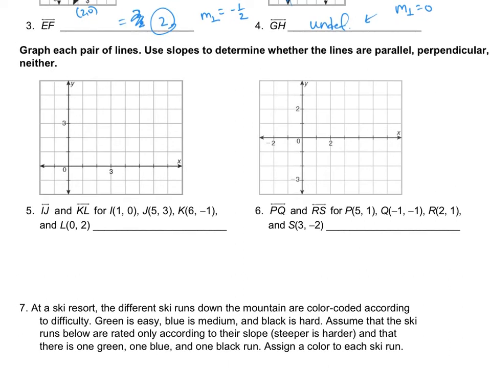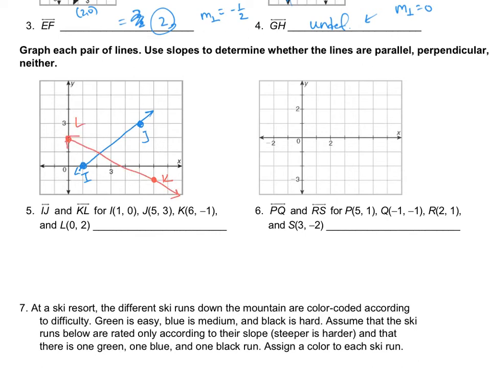All right, we need to graph, determine the slopes, and determine if they are parallel, perpendicular, or neither. All right, so here are the points they give me for I and J. I is 1, 0. J is 5, 3. This is I, J. Okay. And the next one is 6, negative 1 for K. This is K. And 0, 2 for L.